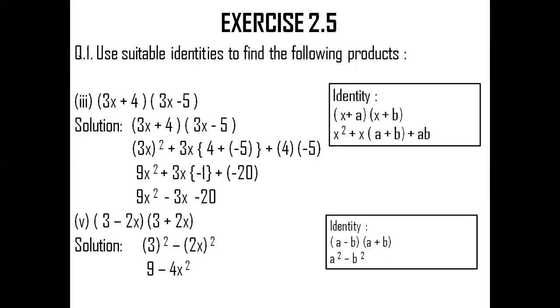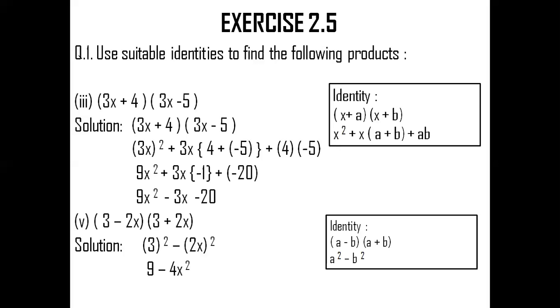What is x replaced by? Yes, x will be replaced by 3x. What will a be replaced by? Yes, a will be replaced by plus 4. And what will b be replaced by? b will be replaced by minus 5. So all that we have to do is replace the value of x, a and b and then solve it further. And you will realize that the answer is 9x squared minus 3x minus 20.